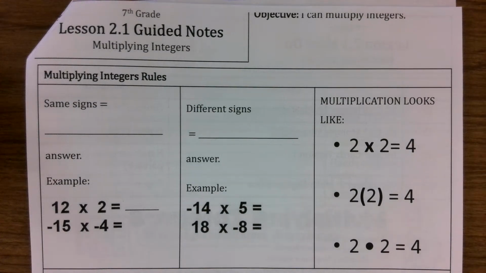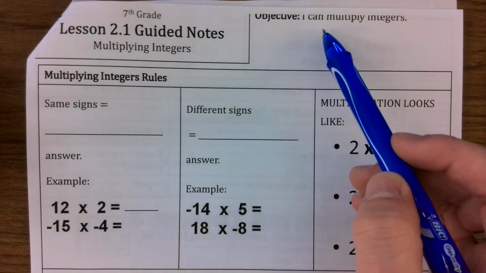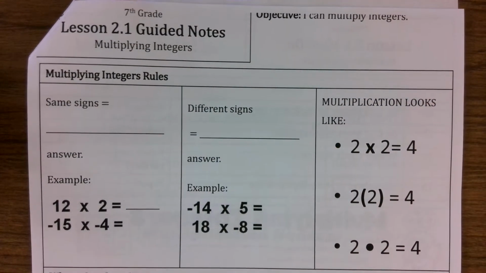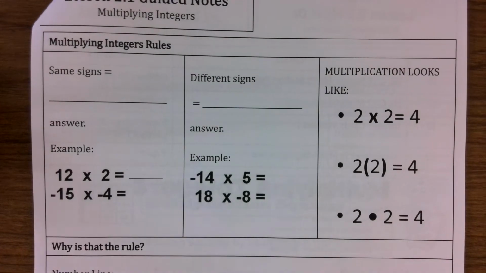Welcome to lesson 2.1. Today we're going to talk about multiplying integers, and our objective is I can multiply integers. The rules for multiplying are super easy to remember and way less complicated than addition or subtraction rules.